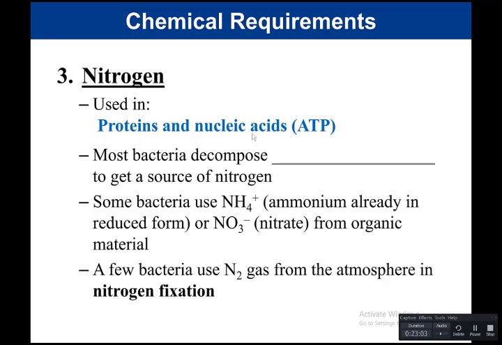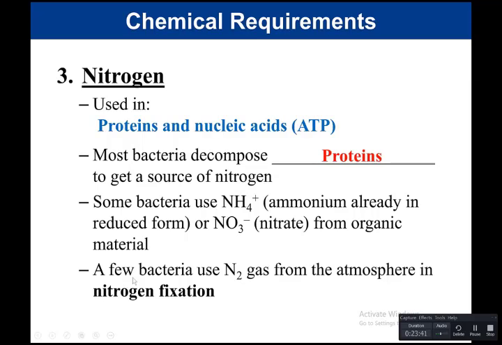How do organisms take in nitrogen? Well, most bacteria decompose proteins to get a source of nitrogen. So the most common way that organisms take in nitrogen is by degradation of proteins, because the proteins are going to have nitrogen in them. However, some bacteria use ammonium, NH4+, or nitrate, NO3-. And so they might take in their nitrogen by one of these other compounds.